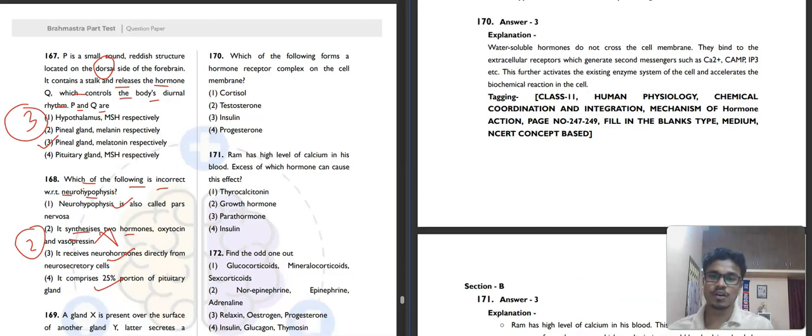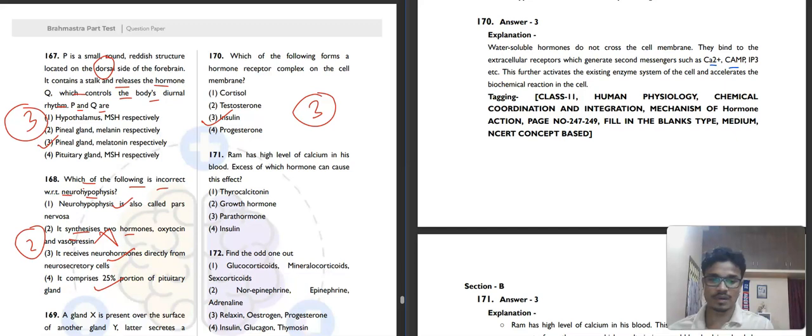It is saying, which of the following forms a hormone receptor complex on the cell membrane: cortisol, testosterone, insulin or progesterone? Water-soluble hormones do not cross the cell membrane. They bind to the extracellular receptor, which generates secondary messengers such as calcium, cAMP, and IP3. So the third option will be your correct answer.